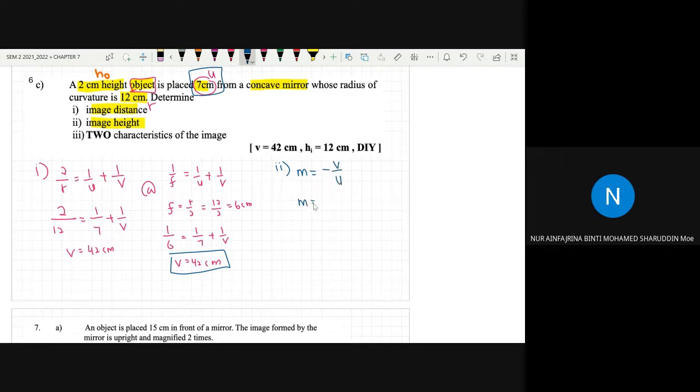So magnification awak, V awak positif ke negatif? Okay. Sebelum itu Miss nak tanya dekat awak kan. Tak apa, awak cari dulu awak punya magnification. V awak 42, U korang adalah 7. So awak akan dapat negatif 6. Betul tak? Betul. Okay, bila dah dapat magnification, macam mana nak cari image height?